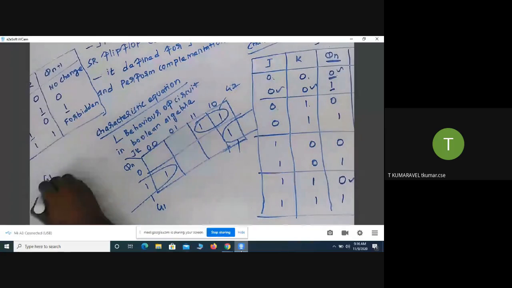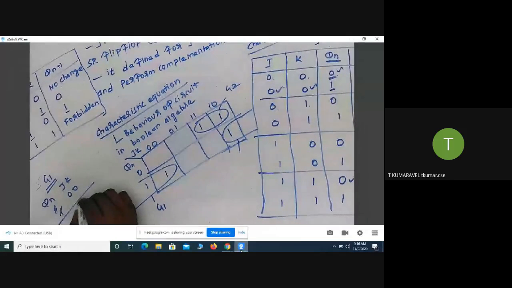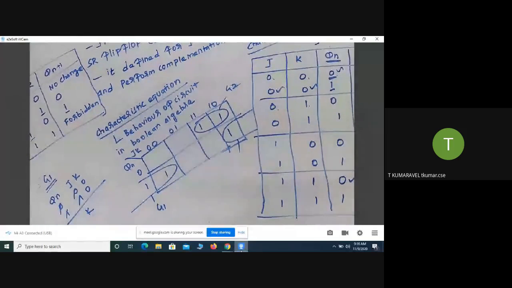In group one, Q n is 0, 1, so it is a constant, and JK varies as 0, 0, 1, 0, so J cancels and K bar remains. The answer is K bar Q n. What about the next group? In group two, Q n is 0, a constant, and JK keeps on varying as 1, 1, 1, 0, so K cancels. The answer is J Q n bar.